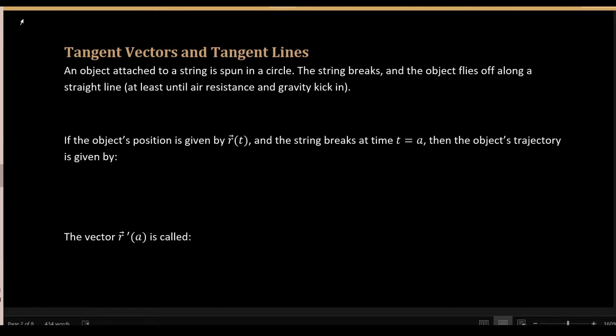So the string breaks and the object flies off on a straight line, and the question is, what line does the object fly along? And that's where the velocity vector comes in. If the object's position at any given time is given by r of t, and the object breaks free from the track of its movement at time t equals a, the force acting on the object vanishes and now it's just moving in a straight line, then the object's trajectory, the direction in which it's moving, is an exact match to the velocity vector at that time.